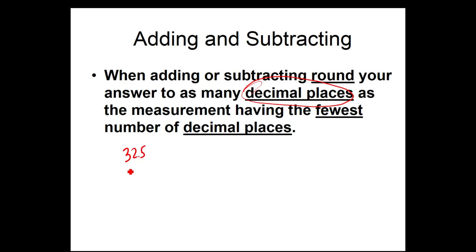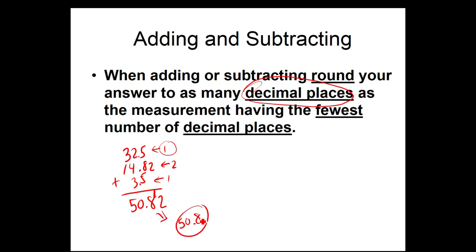32.5 plus 14.82 plus 3.5. Add those up and we get 50.82. Now I look at decimal places. That one has 1 decimal place, 2 after the decimal place, 1 after the decimal place. So my answer can only have the same as the fewest, so my answer can only have 1 after the decimal place. So 50.82 will round to 50.8. Okay, only 1 after the decimal place.